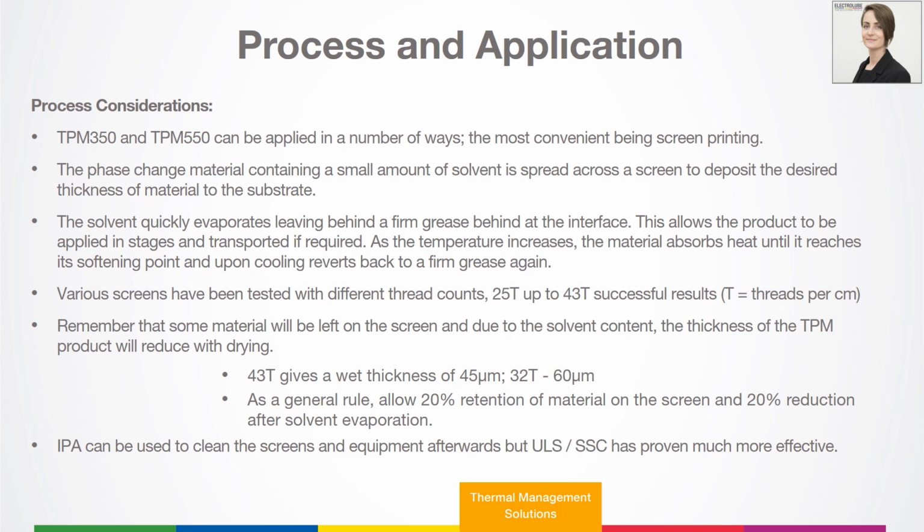You can see there I've given the information based on a 43T, which gives you a wet thickness of 45 microns. There is a small amount of solvent in our phase change materials to enable you to put them down by screen printing. That solvent evaporates after application and you're left with the solid phase change material on the surface. Then, as the device heats and powers on and off, you will go through the process that we've just looked at.